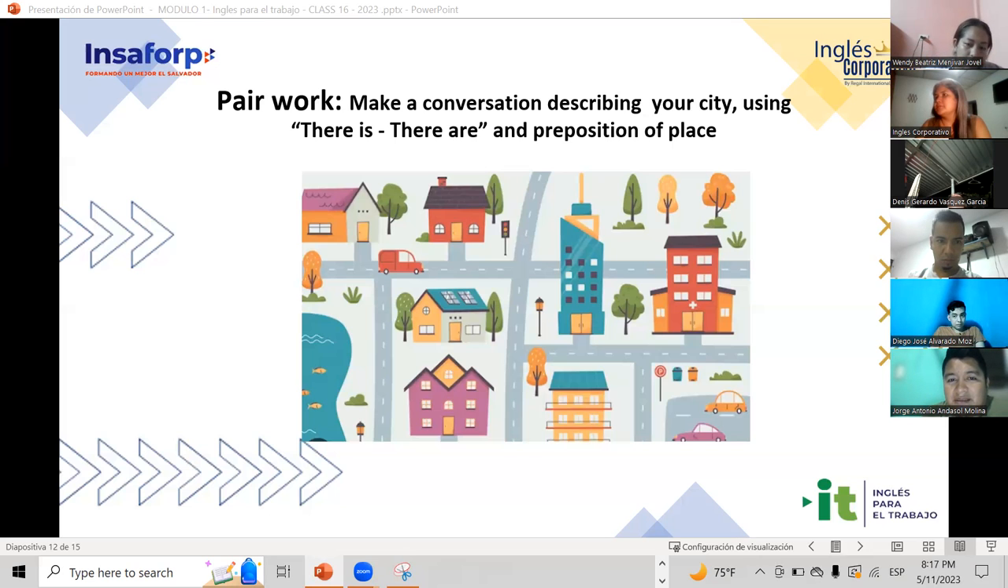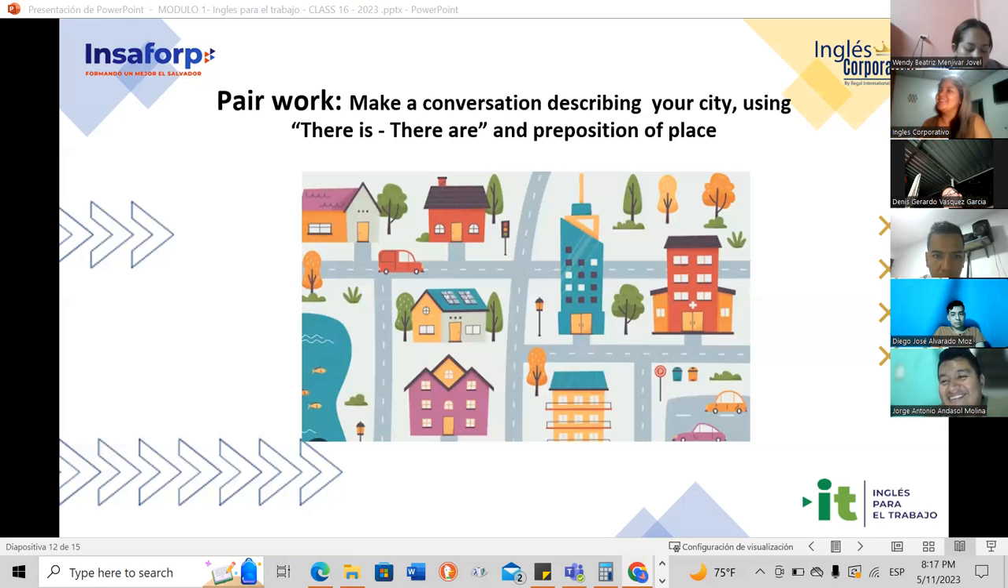Vamos a hacer la conversación directamente de la imagen que estamos observando. No necesariamente pueden describir ustedes su ciudad. Sus pueblos, your town, donde ustedes viven. Sobre nuestro trabajo también podría ser. Si quieren usar la imagen, está bien, pueden usar la imagen, pero si ustedes quieren imaginarse su ciudad, pueden hacerlo de acuerdo a la ciudad donde ustedes viven, de su pueblo. Your town. Okay.